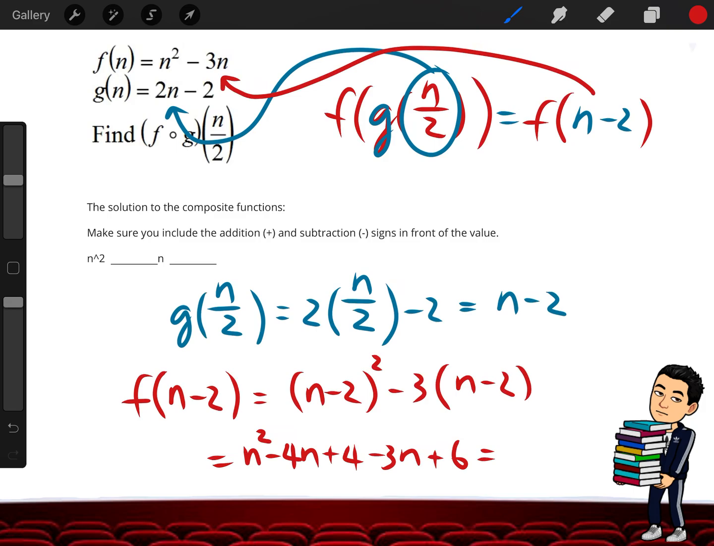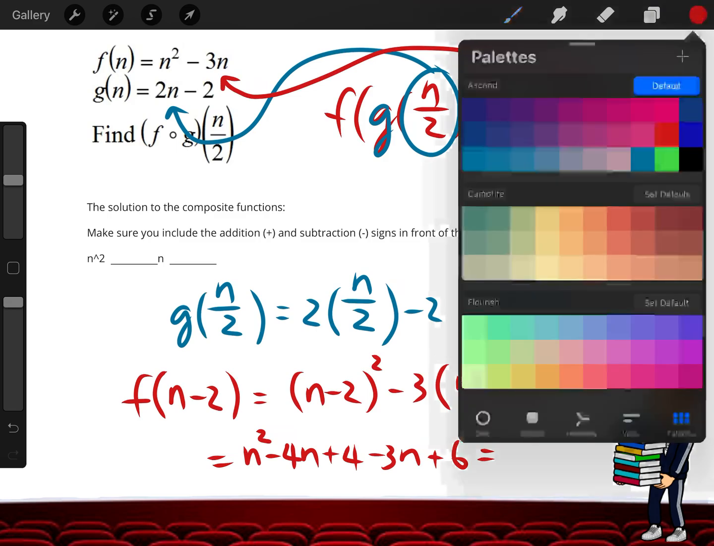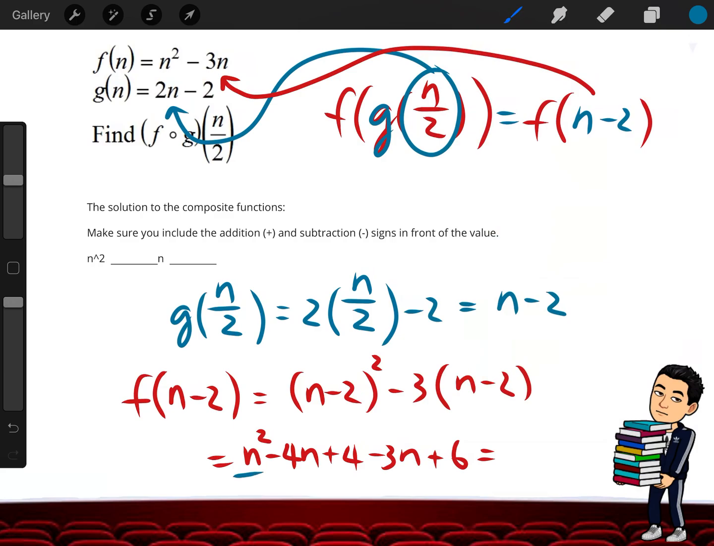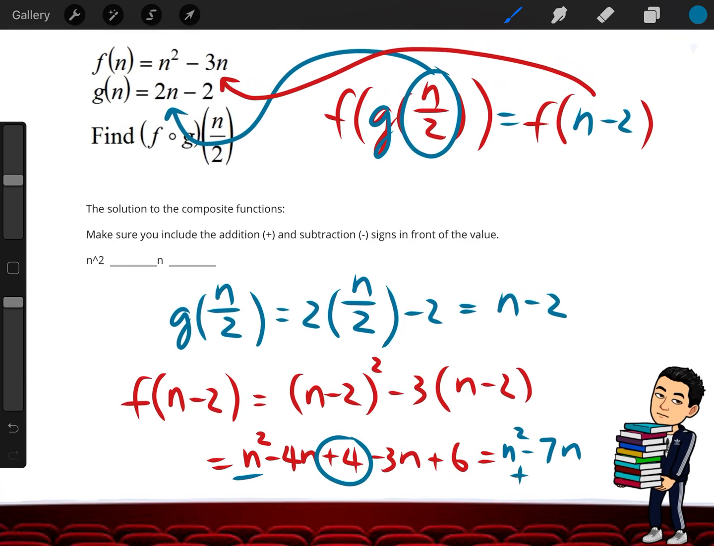Let's see. All right, so let's just go ahead and combine all like terms. So we got n squared. There's no like term to combine, but if you see the -4n and -3n, that'll be combined to -7n. Then +4, +6, that's going to be +10. Okay, so make sure you guys put -7 over there and +10.